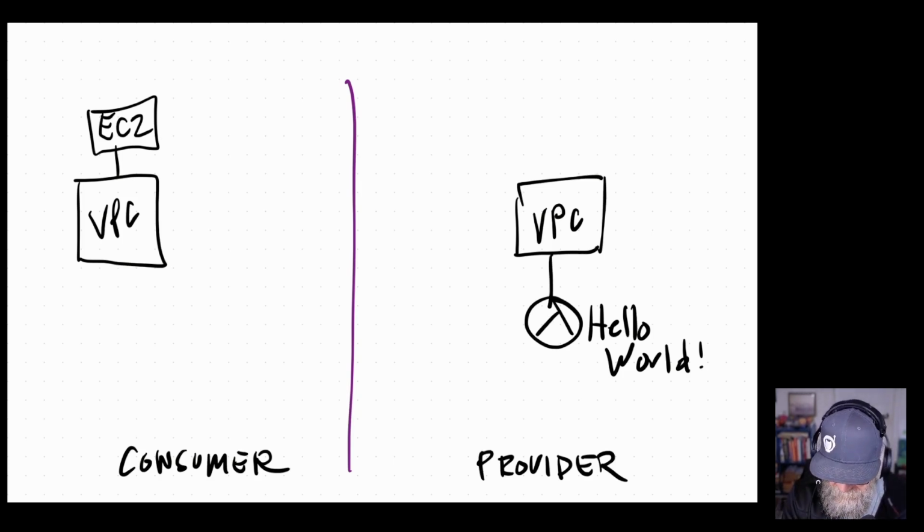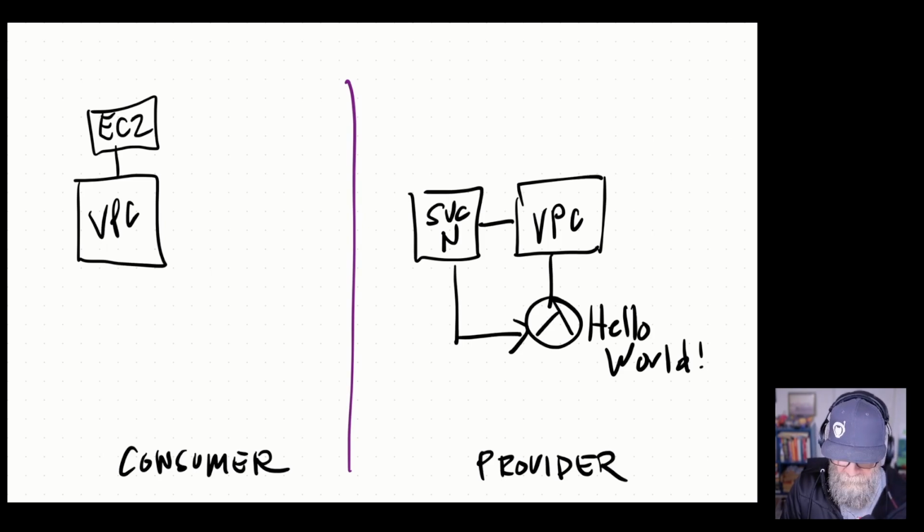And then inside this VPC, we created, I'm just going to say SVCN, for the service network. And then what we did was we defined this Lambda function here as the service. You can have one or more services in a service network. So we've got a single service network, and then we've got a single service in it. So we associated our Lambda function with that service network.